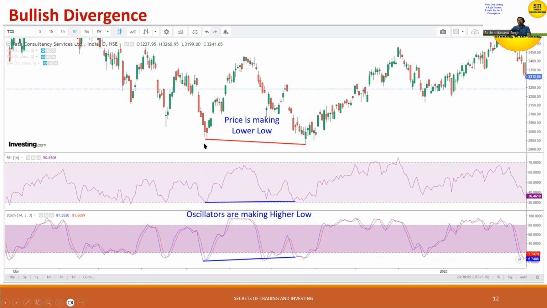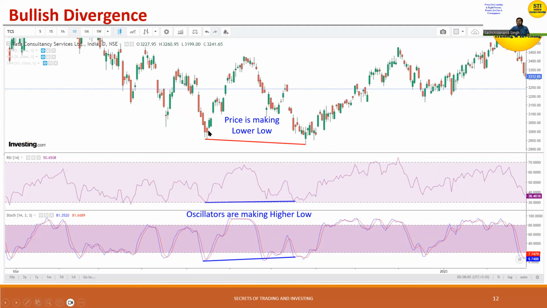At the same time, if we add the RSI and stochastic values, maybe in the RSI we cannot see a very clear divergence, but just for understanding purposes, the price movement in the downward direction is very clearly visible. At the same time, the RSI movement is not in sync. The way the price has fallen, the RSI is not falling in a similar way. The same thing holds for the stochastic also.